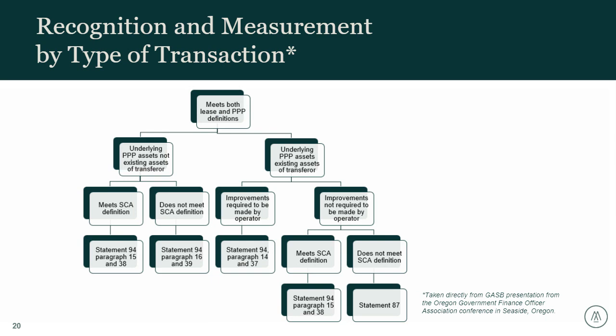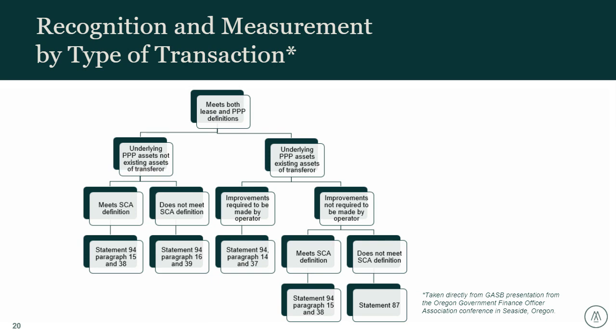So if all that's met, we're going to look at Statement 94, paragraph 15, and that tells us that a transferor is going to report the capital asset when it's put into operation. Now, if we are building an asset, but it's not an SCA, we're going to follow Statement 94, paragraph 16. That tells us the transferor is going to report a receivable for the capital asset, and that's going to be measured at the operator's carrying value as of a future date of ownership. So that's if we don't have a pre-existing asset.